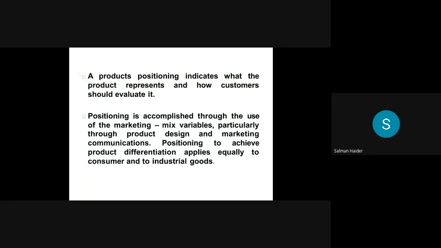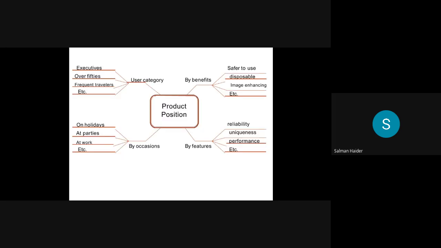Product positioning indicates what the product represents, how the customers should evaluate it. Positioning is accomplished through the use of marketing mix variables, particularly through product design and marketing communications. Positioning is to achieve product differentiation, applies equally to consumer and to the industrial goods also.